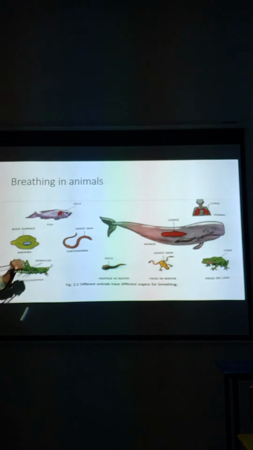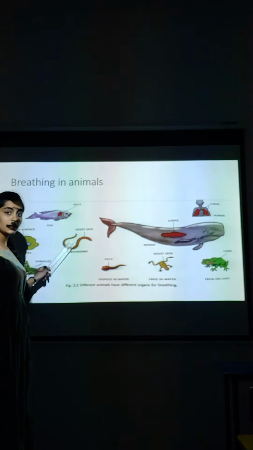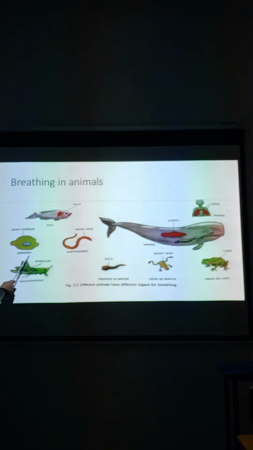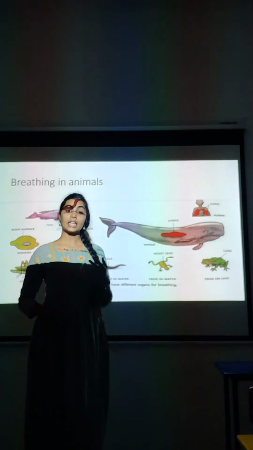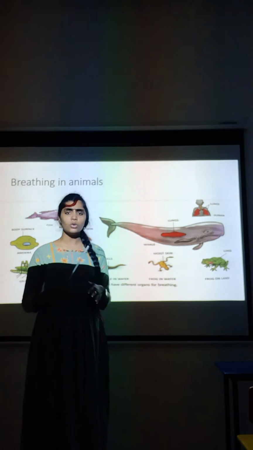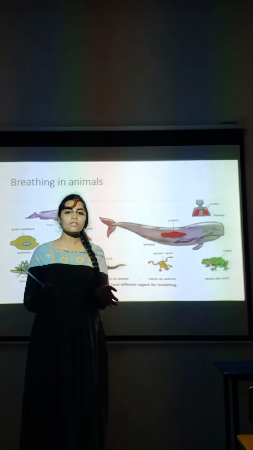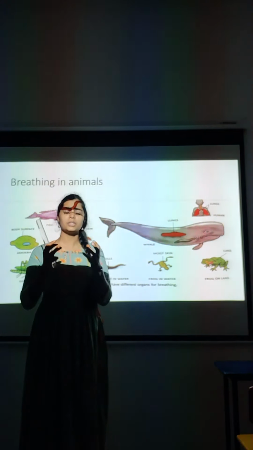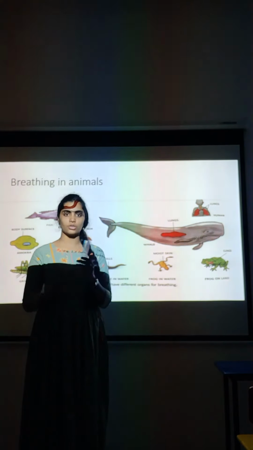First, breathing in animals. See, in your textbook you have the same picture I have put here. So now, first look at this amoeba. Do you all know what the shape of amoeba is? Yes, it's shapeless. Does it have any organs? No, it doesn't even have any organs. Amoeba can be in any form. It doesn't have a fixed form. It's a very simple organism which is viewed under a microscope.